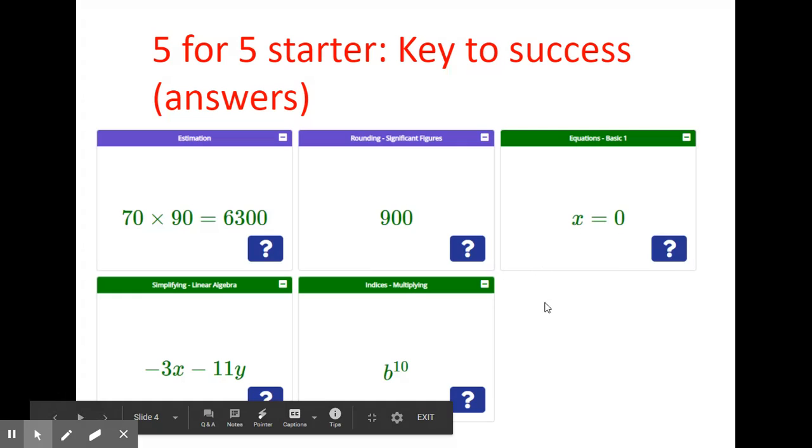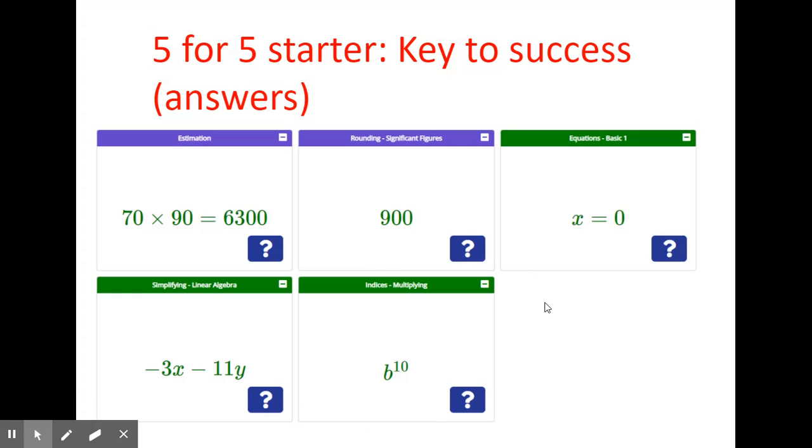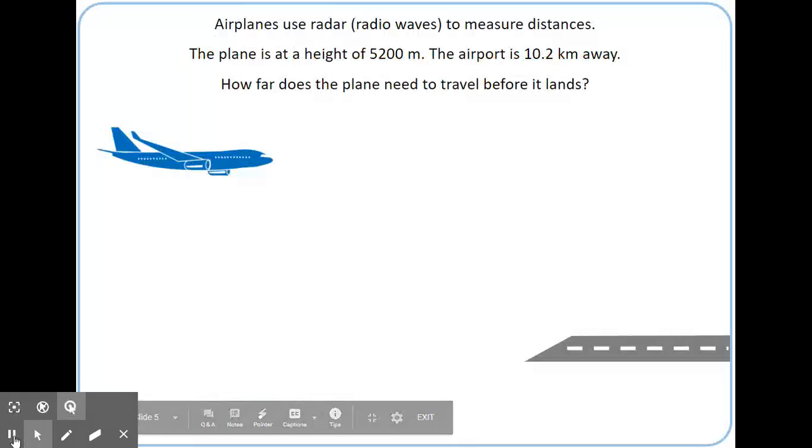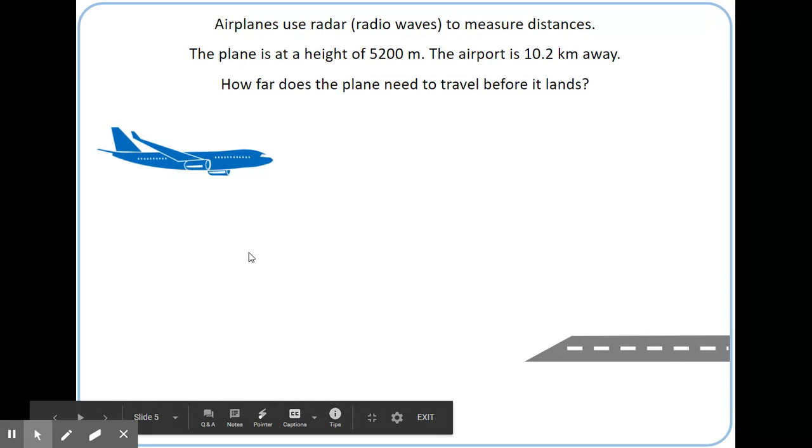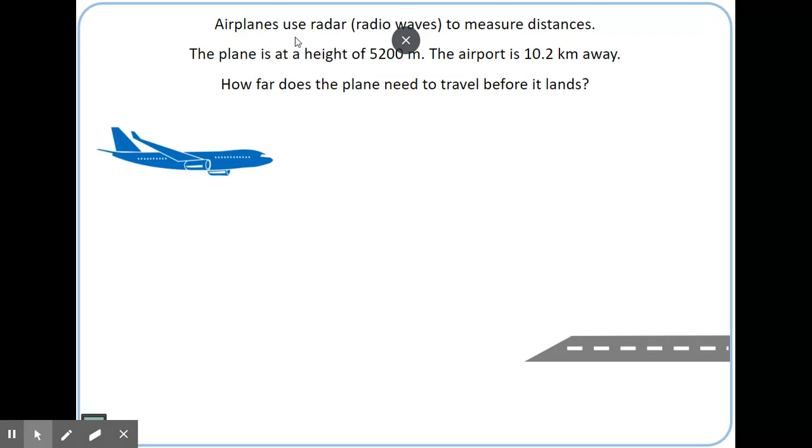Here are the answers. Notice the answers are also in slide 4 for your reference. Now, let's look at a first example. Airplanes use radar, which are radio waves, to measure distance. The plane is at a height of 5,200 meters. The airport is 10.2 kilometers away. How far does the plane need to travel before it lands?